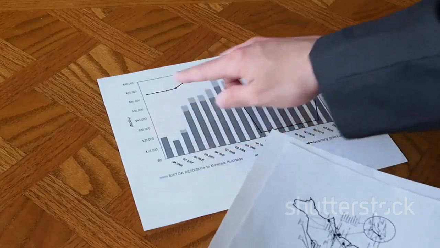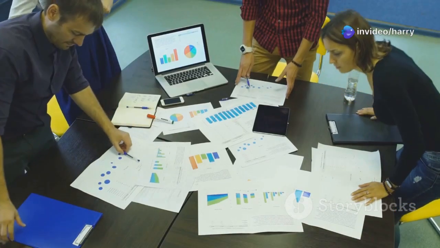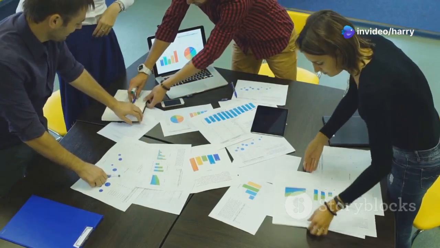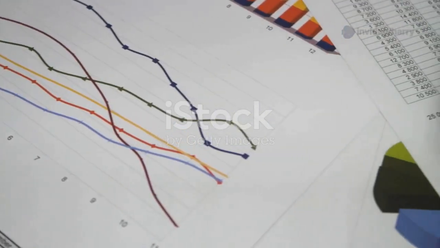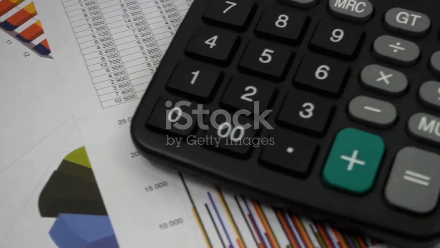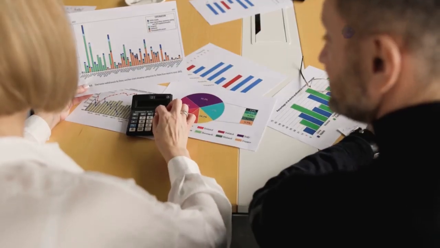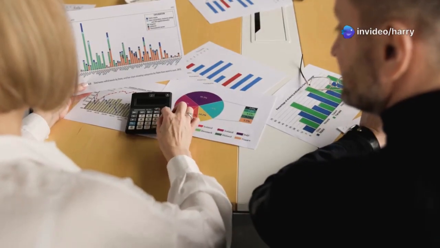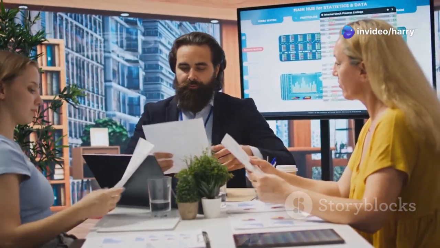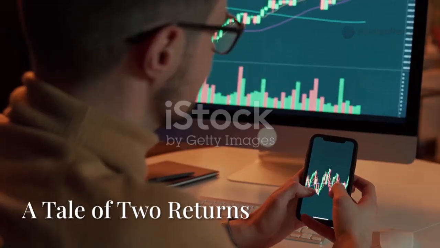Now let's compare that to Company B. Company B has a net income of $50 million and total assets of $200 million. Their ROA would be 25%, which is $50 million divided by $200 million. Even though Company A has a higher net income, Company B has a higher ROA. This means Company B is more efficient at using its assets to generate profits.